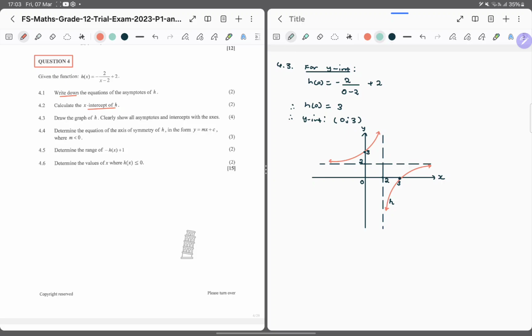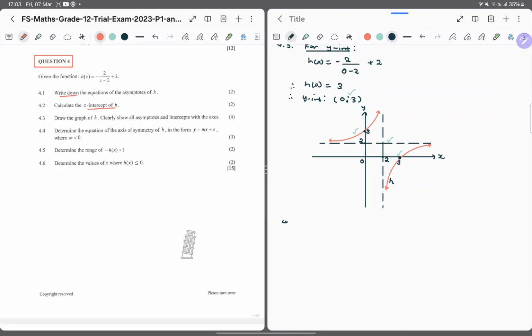So we get 4 marks. We get a mark for the shape, right? And we get a mark for any one of the intercepts. We get a mark for any one of the asymptotes. What else was there? Clearly show all asymptotes and intercepts with the axes. Okay, so the fourth mark probably was to work out that y-intercept, okay? Maybe.